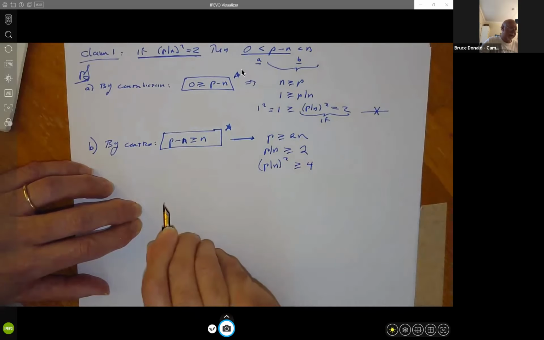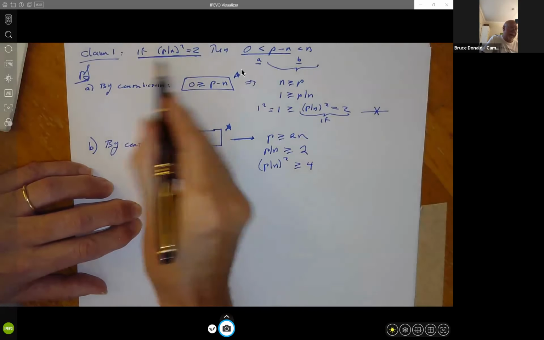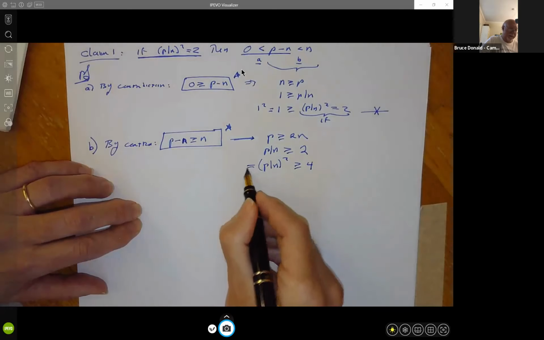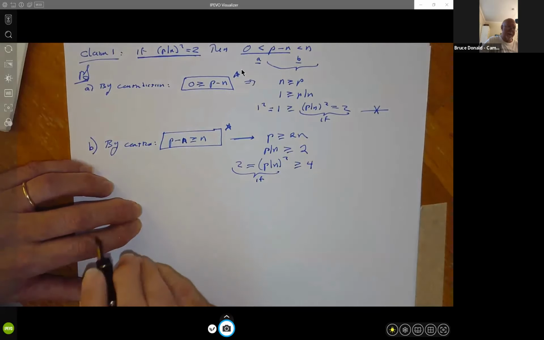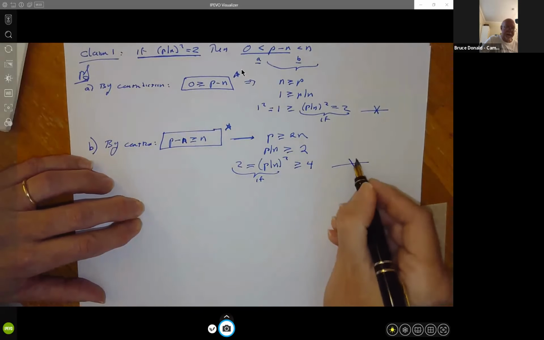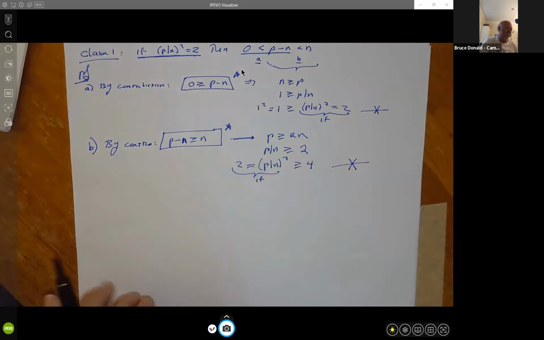P over n squared is going to be greater than or equal to 4. So no problem yet, except that up here we assume the antecedent. So p over n squared is equal to 2. This is just from the if that we assumed. Therefore, we have just proven that 2 is greater than or equal to 4, a contradiction, and therefore we've proved claim 1.